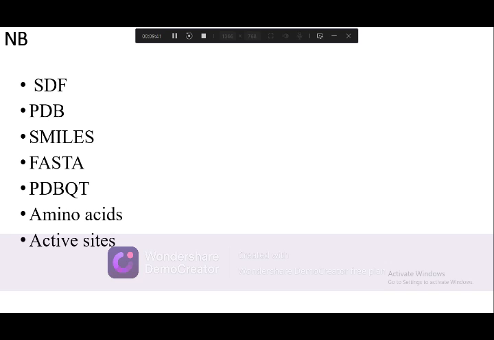When we start using our computational tools, there are certain terminologies or abbreviations we'll be seeing. Something like SDF, which is structured data format. It's a format we are going to meet as we download compounds.